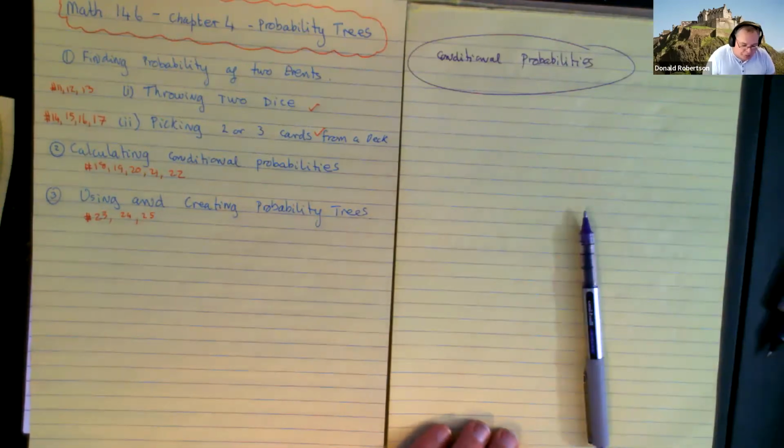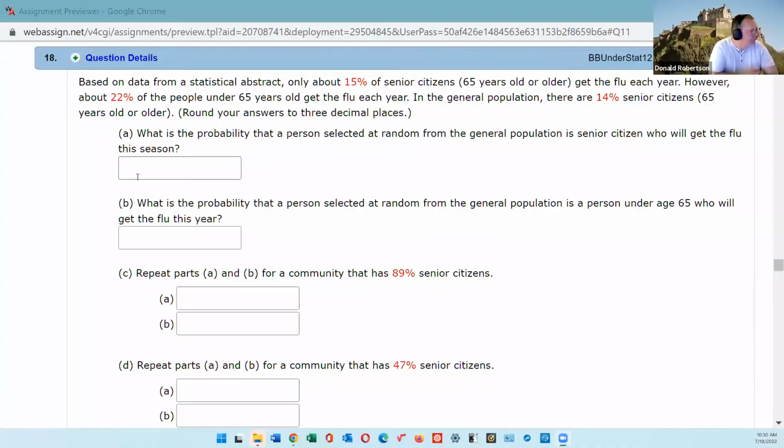So the one that we're going to do is a little bit more complex than the stories I just gave you. So based on data from a statistical abstract, only about 15% of seniors get the flu. So I'm going to write that down. 15% of seniors, S I've written down, get the flu. Okay. However, about 22% of the people under 65 get the flu.